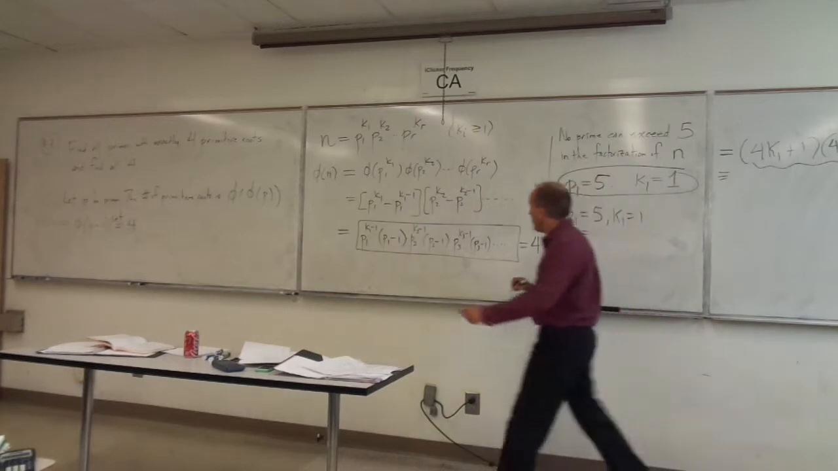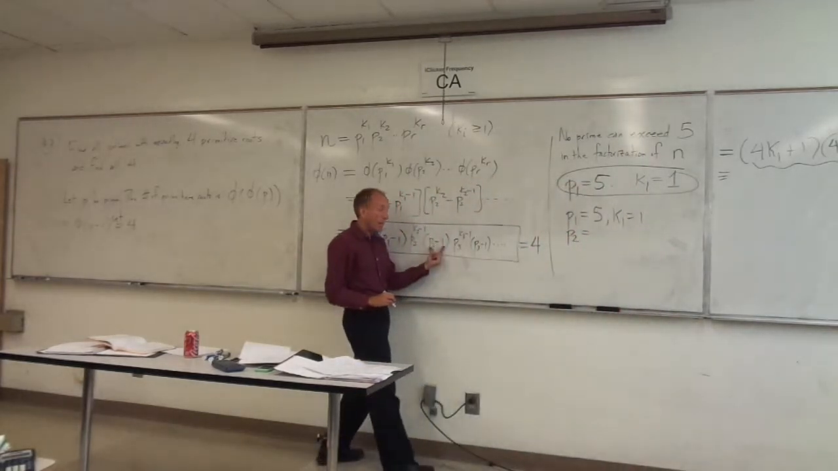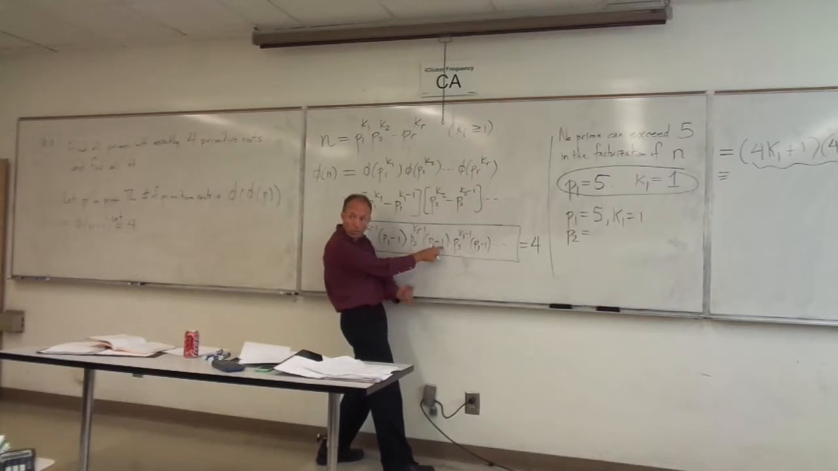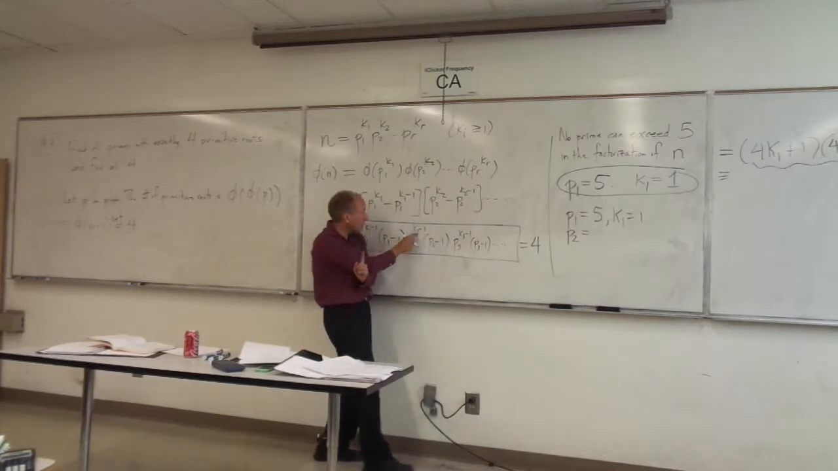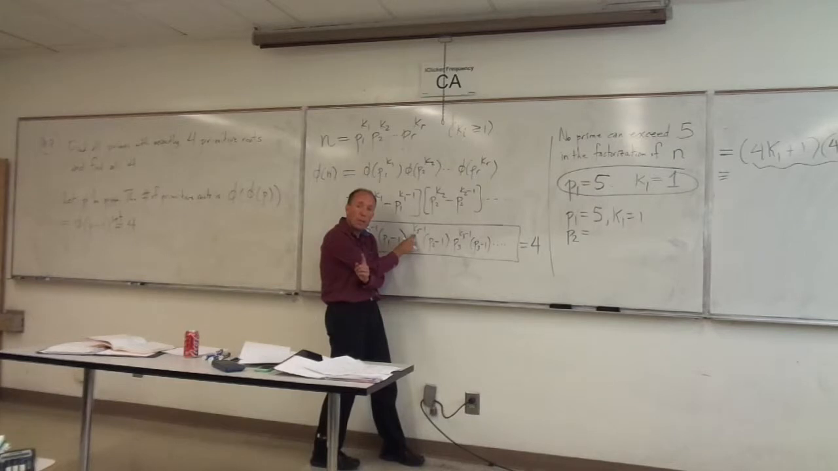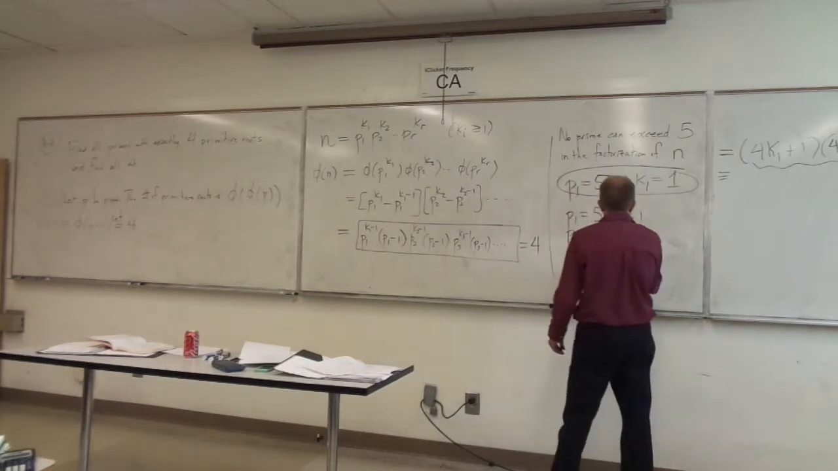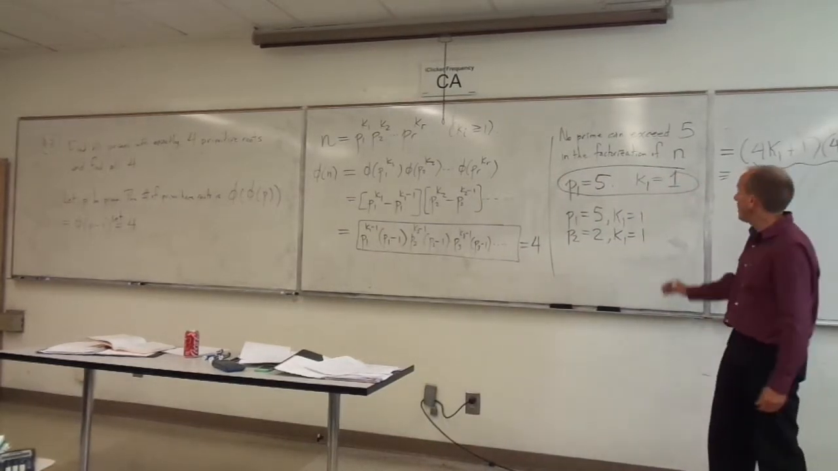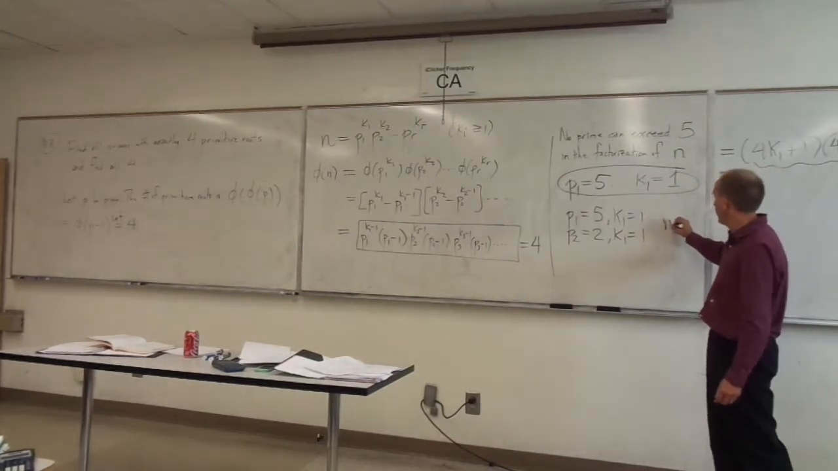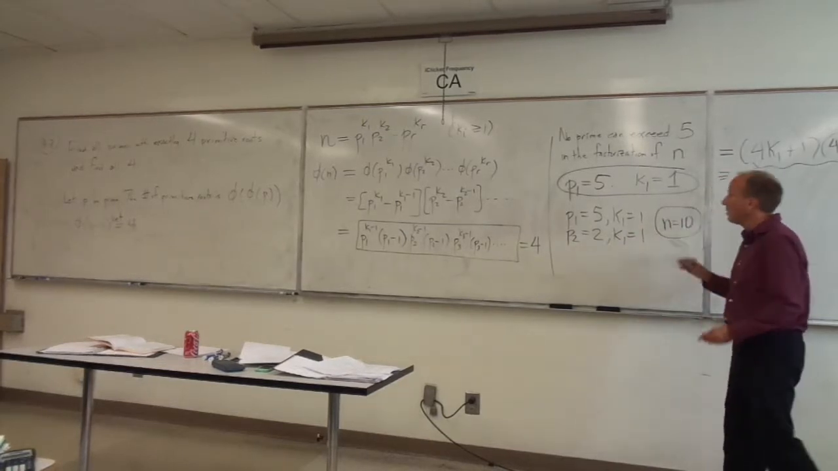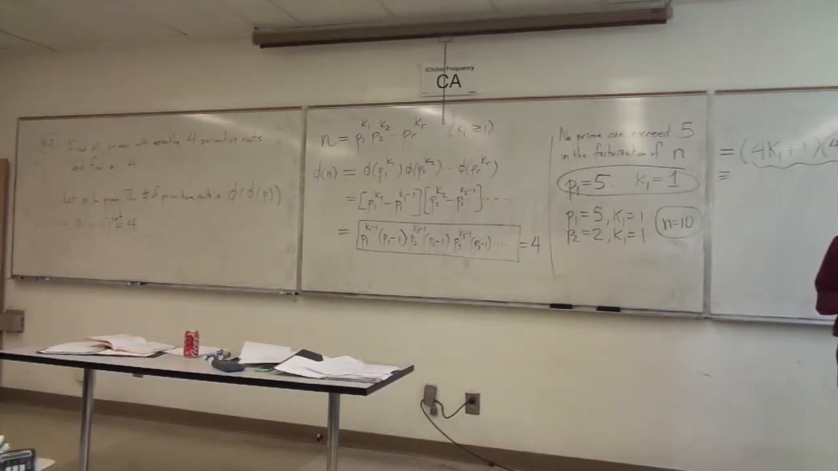Yeah, if I have another prime here, it can work, because if the prime is 2, 2 minus 1 is just 1, right? And as long as this exponent comes back down to 0, in other words, k2 is equal to 1, it'll work. So you can also use this number, and that number is 10. So that would be n equal to 10. You see that?